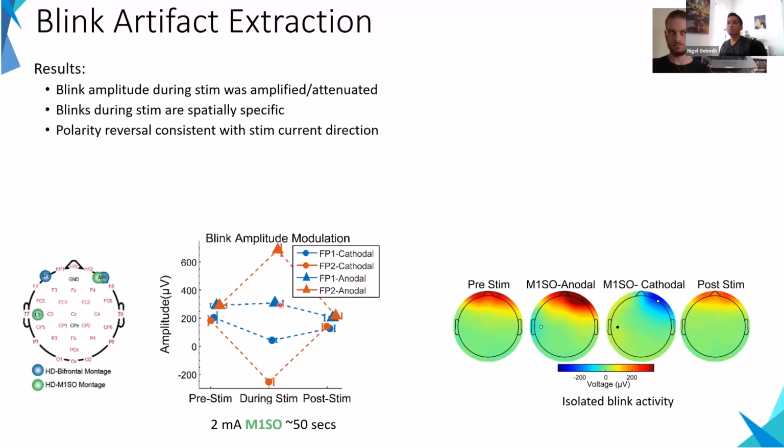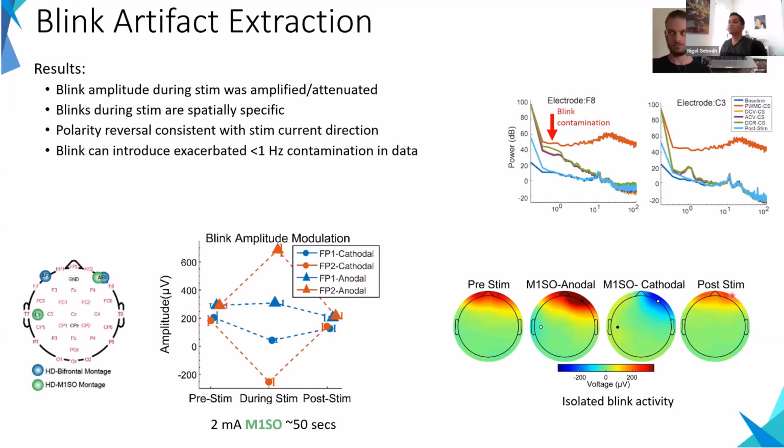We also saw that during stimulation, the blinks were spatially specific. So this is before, and during stimulation, we see a shift in the topography for one way of stimulating, and attenuation for another way of stimulating. And post, it goes back to being relatively normal.